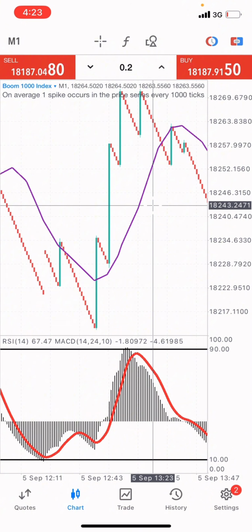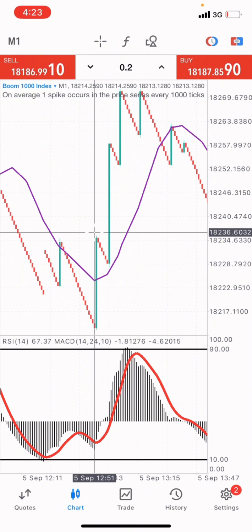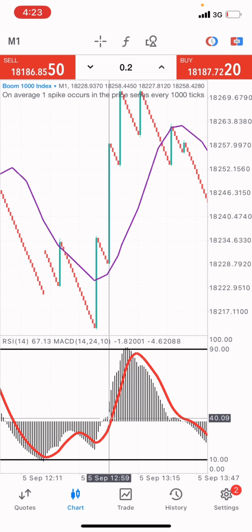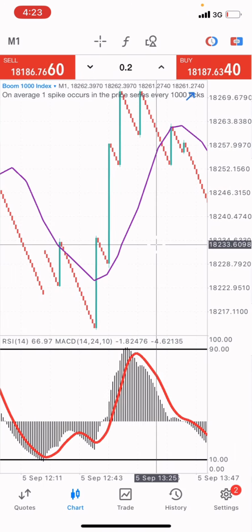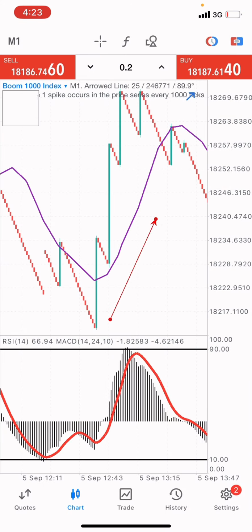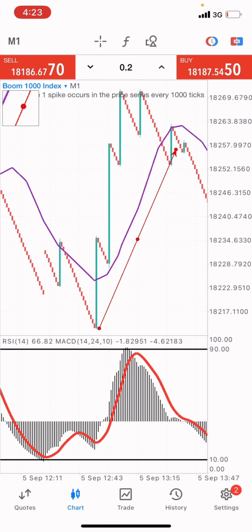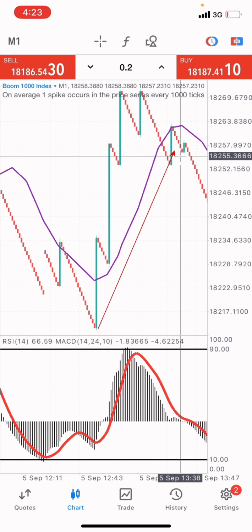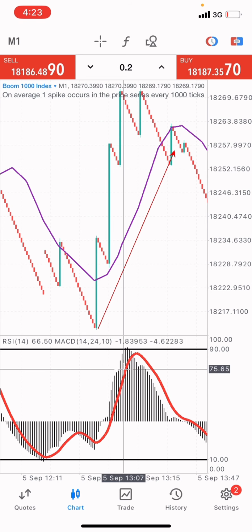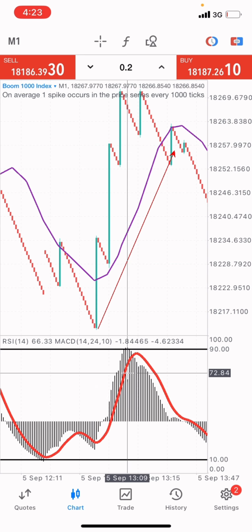So if you want to place a buy to catch the spike on the boom market, you know that to catch spikes on boom you need to buy, and to catch spikes on crash you need to sell. All right, so you see here the market started buying at this point. There's a lot of spikes. Take a look at the spike, how long from here to this point right here. That's when the spike happened, and it all happened during the uptrend of the MACD.